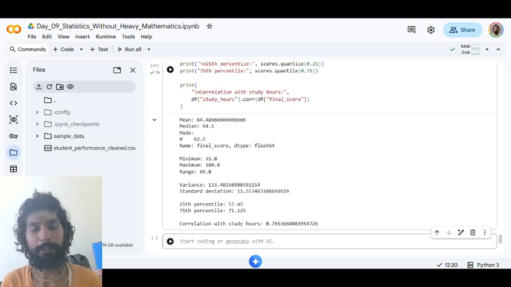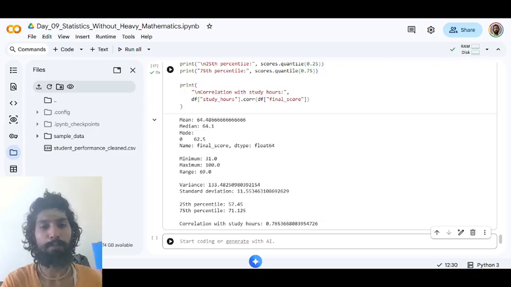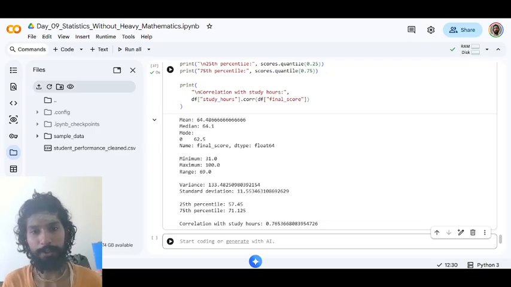Here is the conceptual mapping. Mean, median and mode describe center. Range, variance and standard deviation describe spread. Percentiles describe relative position. Correlation describes how two numerical variables move together. Possible outliers tell us which observations deserve investigation.